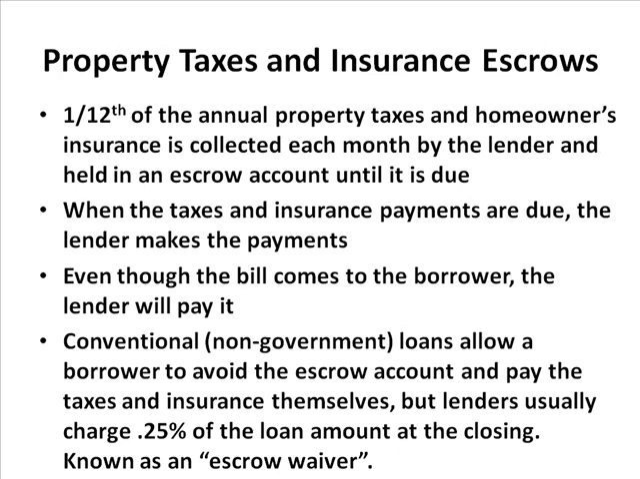Now let's talk about property taxes and insurance escrows. 1/12 of the annual property taxes and homeowners insurance is collected each month by the lender and held in an escrow account until it is due. When the taxes and insurance payments are due, the lender makes the payments. Even though the bill comes to the borrower, the lender will pay it.